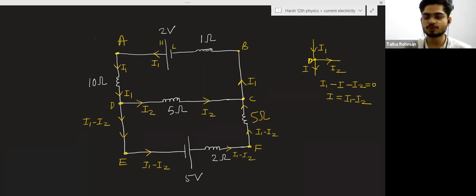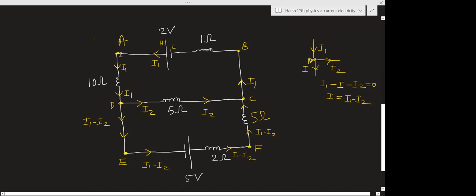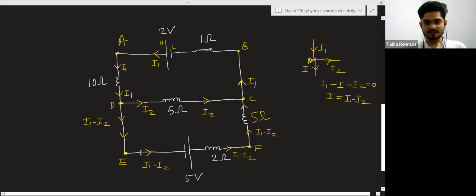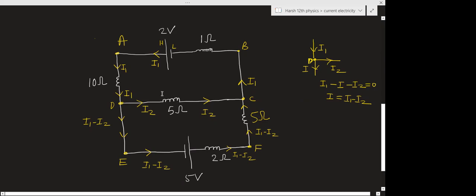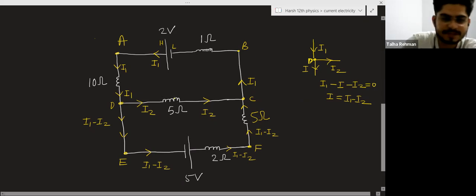Now we will choose the number of loops we have. One loop is this, the second loop is this, and we actually have 3 loops, the third being the whole circuit. So see this. Step second.